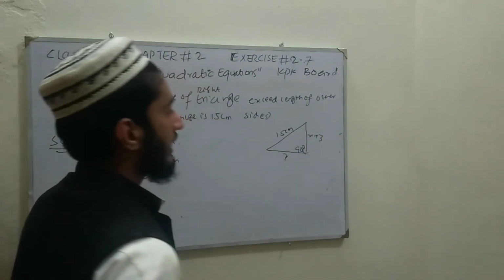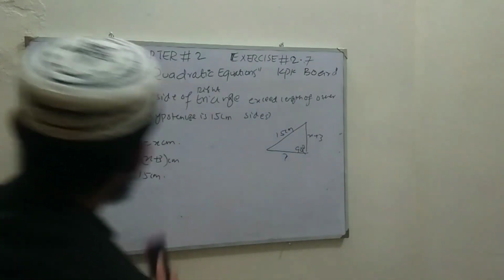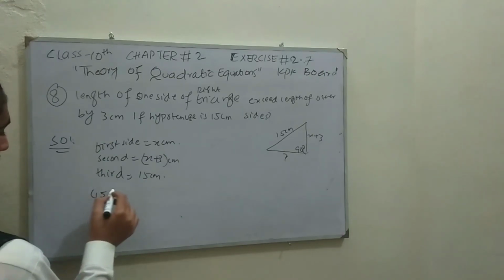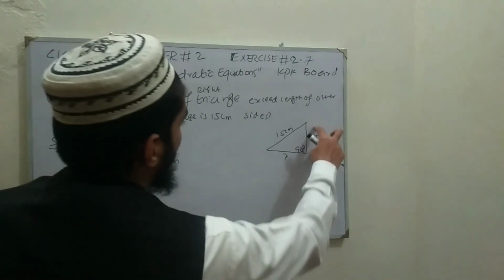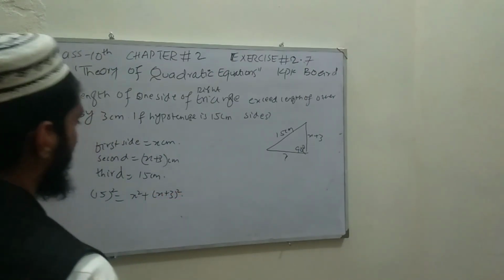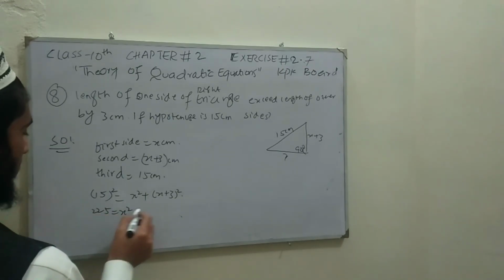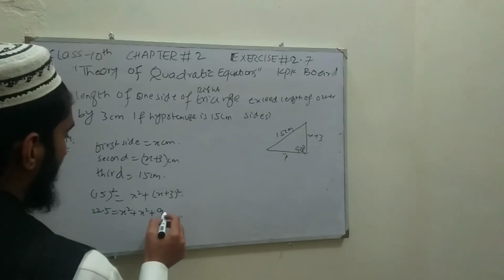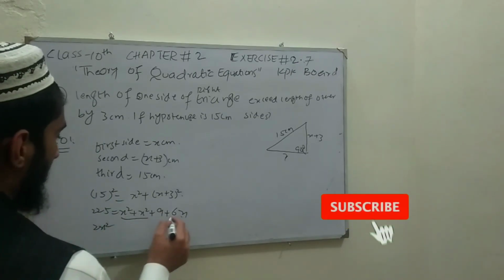We also know that in right angle triangle we apply the Pythagoras theorem, which tells that hypotenuse square is equal to base square, which is x square, plus perpendicular square, so x plus 3 whole square. This is the Pythagoras theorem which applies in right angle triangle. 15 square gives us 225 is equal to x square plus x plus 3 whole square gives us x square plus 3 square 9 and 6x. So x square plus x square gives us 2x square plus 6x.